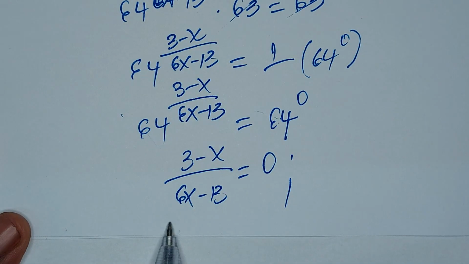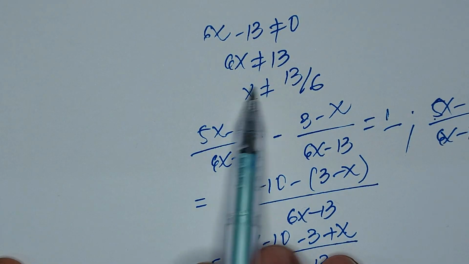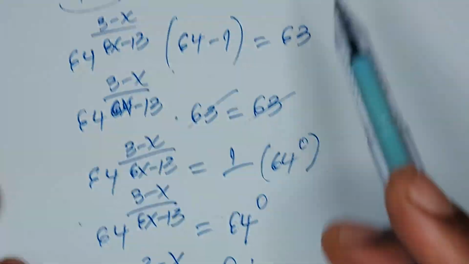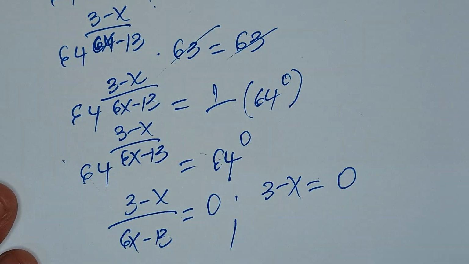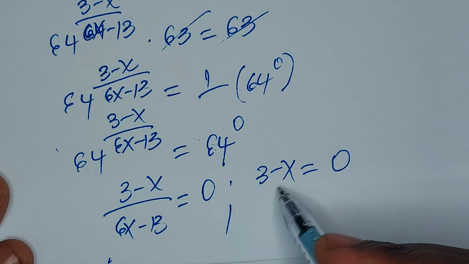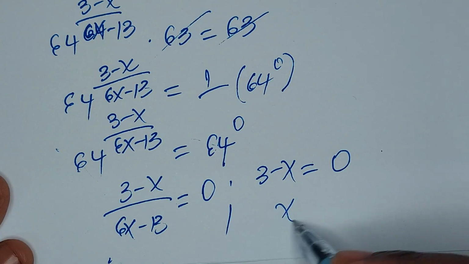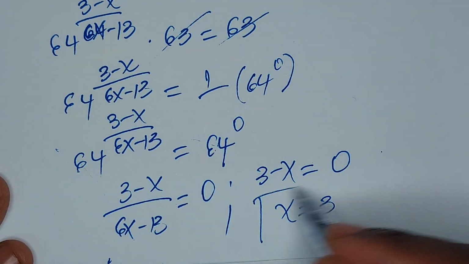Now we already said in the beginning that x has to be different from 13 divided by 6, so we have that 3 minus x is equal to 0, and then x goes to this side, so x is equal to 3.